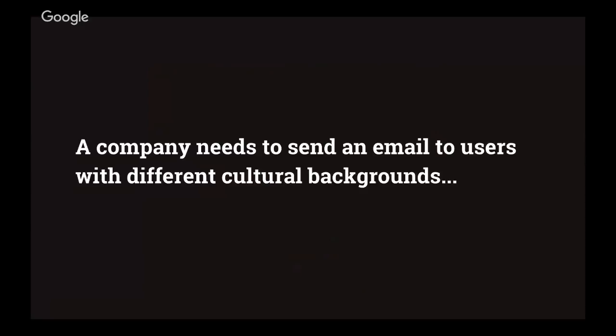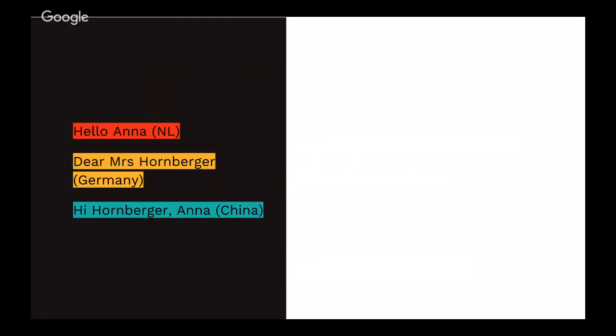Let's imagine a company needs to send an email to users with different cultural backgrounds. So let's take the example of me. We have here, Hello Anna, Dear Miss Hornberger, or Hi Hornberger Anna. These are three different ways of how I could be addressed. And we took the example of China, Germany, and the Netherlands. So you can see that Hello Anna would be how I would be addressed in the Netherlands. Dear Miss Hornberger would be how I would be addressed in Germany, and Hi Hornberger Anna would be how I would be addressed in China.